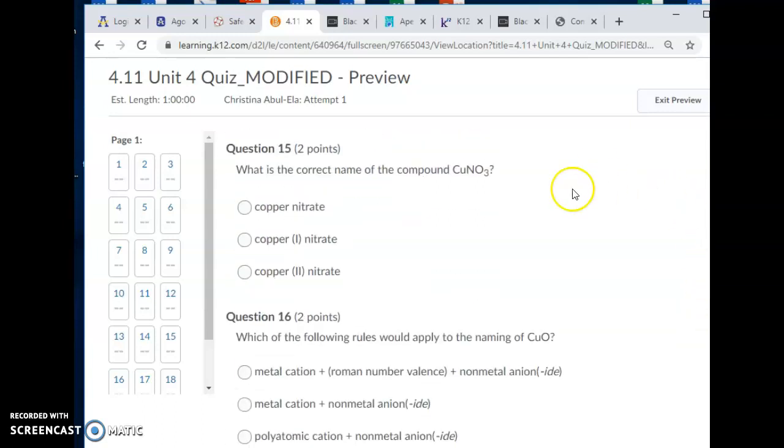Question 15. What is the correct name of the compound CuNO3? Copper nitrate, copper 1 nitrate, copper 2 nitrate.